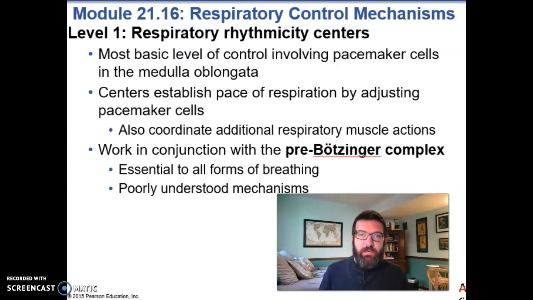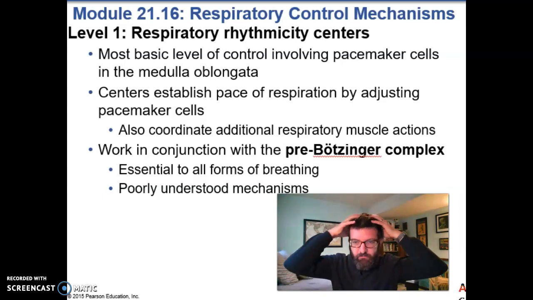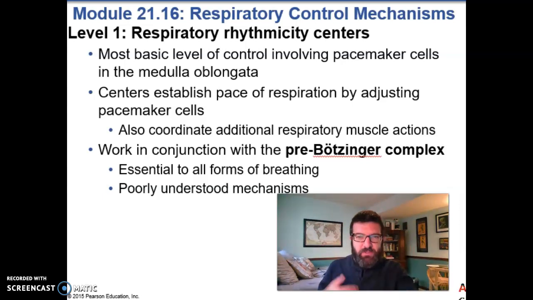Control of your breathing rate is important to survival, and that's true not just of humans, but of lots and lots of our evolutionary cousins and ancestors. And so the places that control it are wired into our brain stem, right? Not our higher up, more recently evolved cerebral cortex, but the most basic level of control involves pacemaker cells in your medulla oblongata that dictate the typical rate of breathing for you.